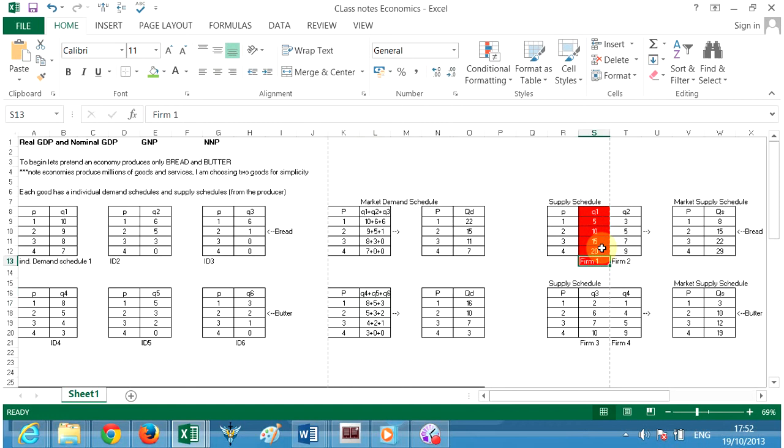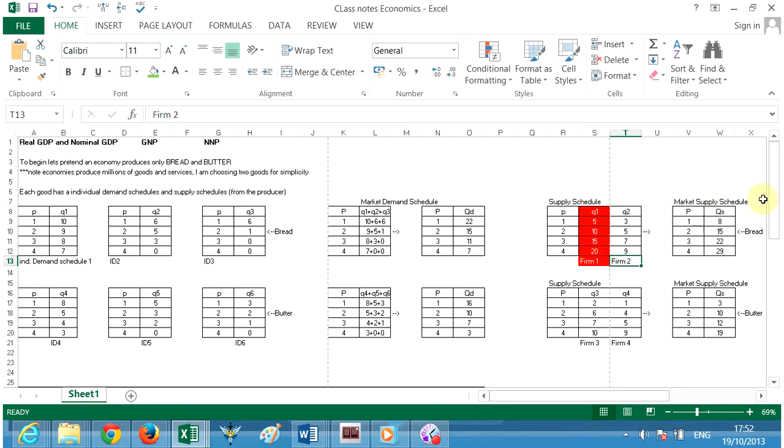I'll get to why I made this red in a little bit in this video. This is the second firm. This is a second supply schedule producing bread. Each one of these firms is a bread maker. This is firm 1, bread maker. This is firm 2. At this price, this bread maker makes 3. At this price, it supplies 5, and so on.